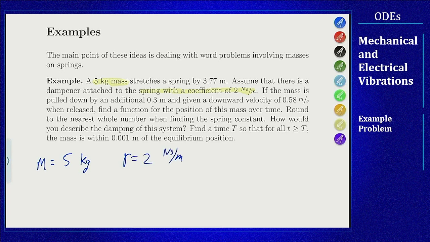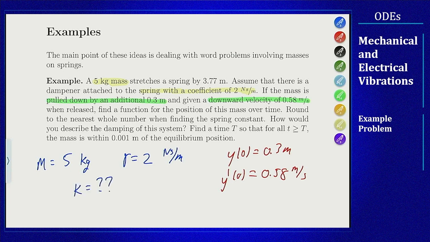We're also given an initial position of being pulled down by an additional 0.3 meters and downward velocity of 0.5 meters per second. What that means is that for our conditions, we will have y of 0 equals 0.3 meters, here using the convention that the downward or extension direction is positive on the spring. And then our velocity, y prime at 0, will be 0.58 meters per second. That's all we're told. But we're missing something here. We're missing k. We will need the spring constant to write the diff EQ, that we can then solve to figure out the trajectory here and the position over time.